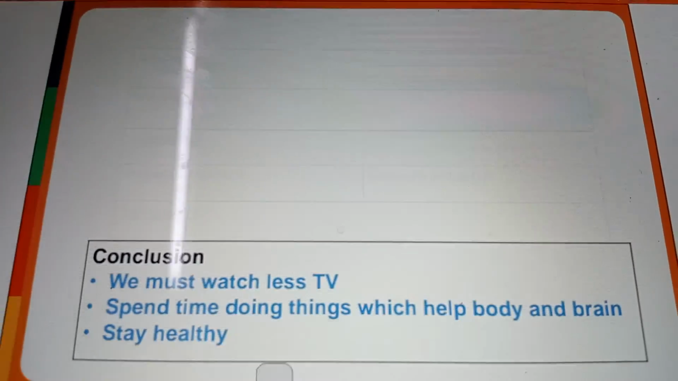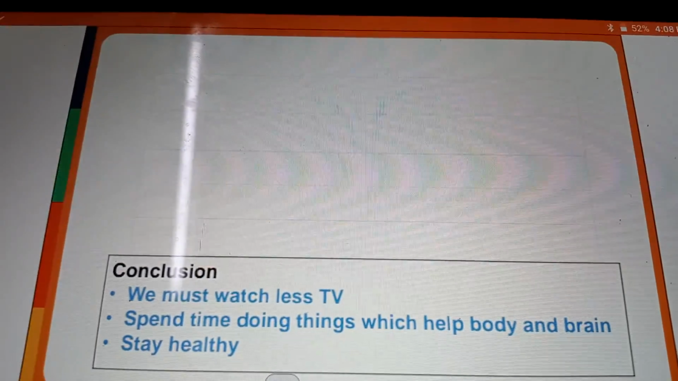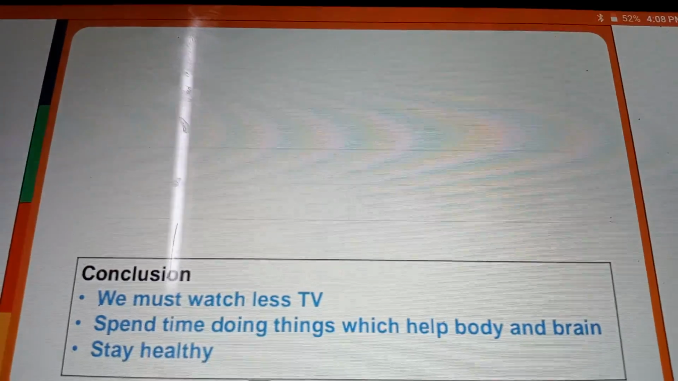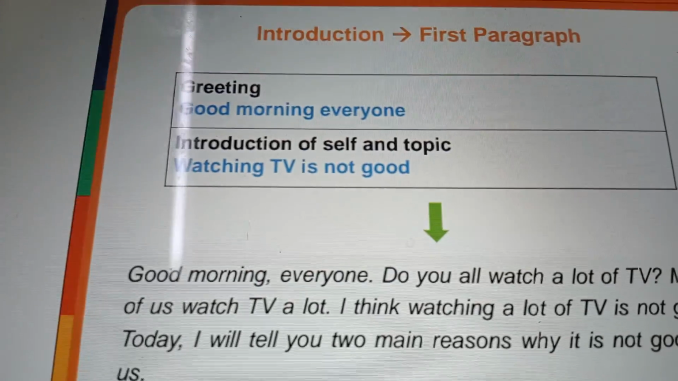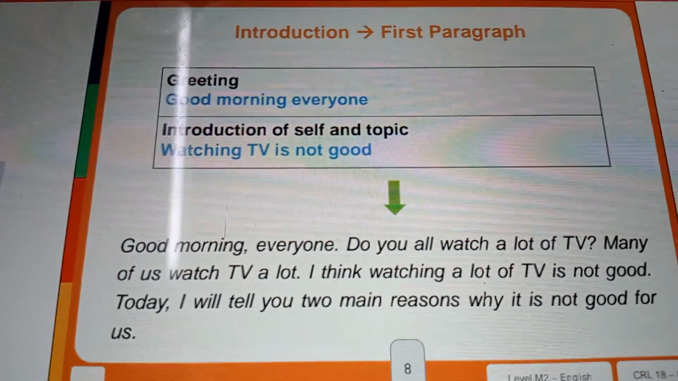So my dear children, hereafter you have to spend your time with your family members. You do not use the TV always. Okay. Great. Now we are going to draft our speech.